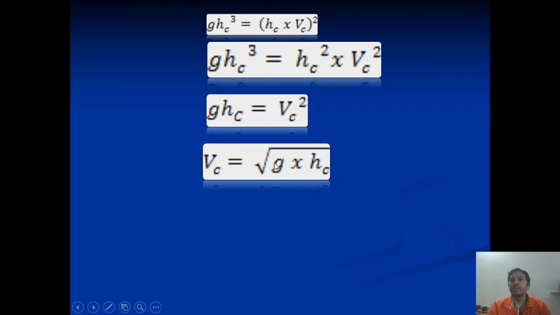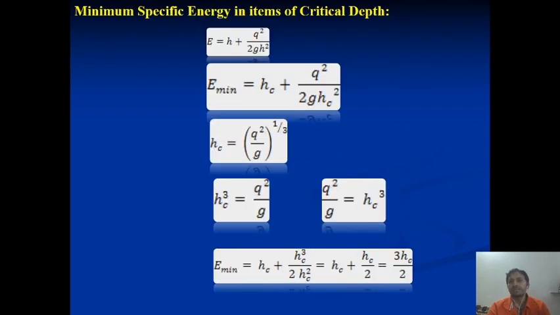So Vc is equal to under root of g into Hc. That means the critical velocity is equal to under root of g into critical depth. These are the fundamental equations we derived for the specific energy curve. And the third important equation we derived is for minimum specific energy. This minimum specific energy we always derive at the point C, that means at the critical depth and critical velocity. When the critical depth and velocity coincide at the same point, then we consider that we are observing the minimum specific energy.